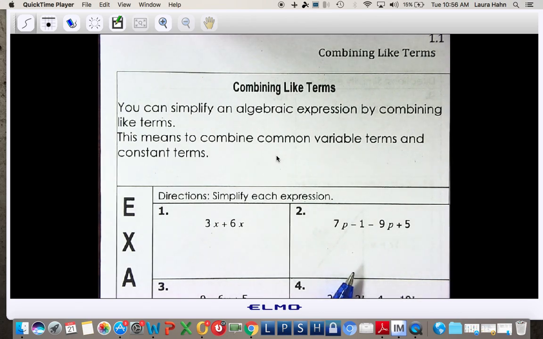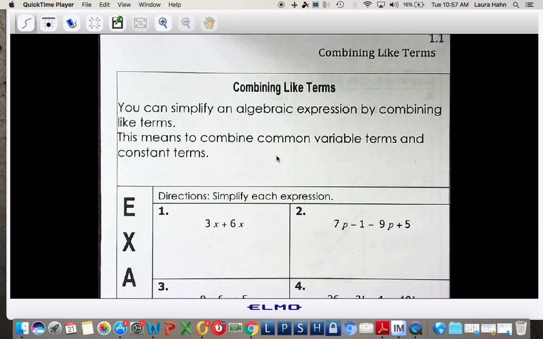So we're going to start with chapter 1.1, combining like terms. What I'm going to do is go through and do all of the odd problems, and then afterwards you're going to do the even problems at home, and then tomorrow in class we will check those answers.